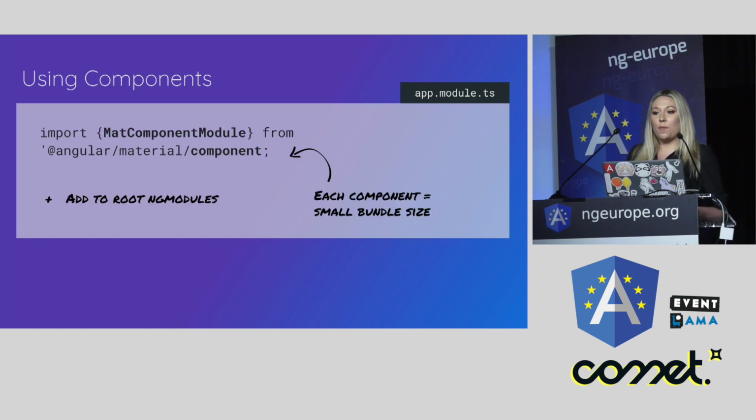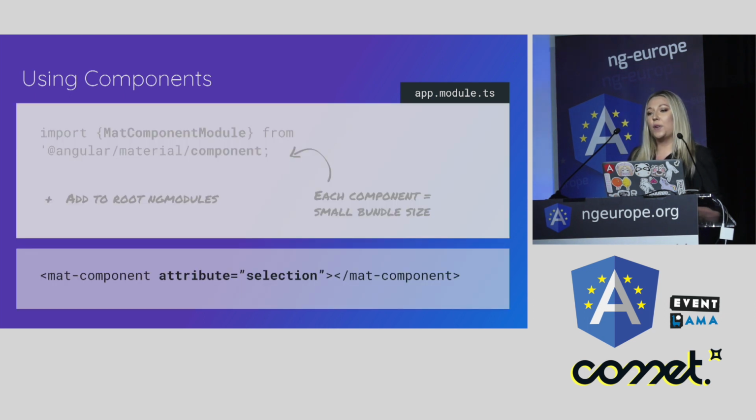And then in order to use the components, it's fairly simple, and it follows the same structure with a little bit of tweaks here and there, but generally this is the same pattern that you'll see. You need to import the Mat component module from the specific path and then add it to your root modules. I know you can add the whole library if you want, but if you want to keep your bundle size small, you want to import just what you need and not the whole thing. And then to use the actual component in your templates, each component has a particular selector.